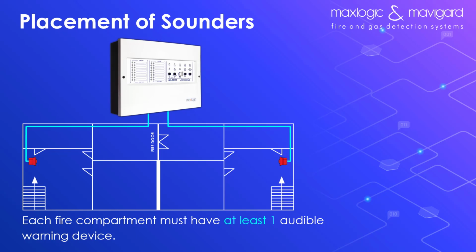Placement of sounders. If there are fire compartments separated by a fire door in a project, there must be at least one audible warning device in each fire compartment.